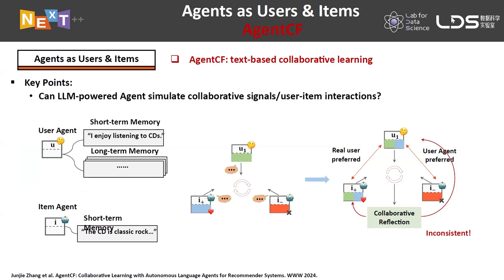The third work is AgentCF. I think this work is done by USTC, UCSD and RUC, Renmin University. It uses LLM agents to simulate users and items, and especially their interactions. For example, here is the user agent. It equips the user agent with two memories: one is the short-term memory, and the second is the long-term memory. And for the item agent, it just has the short-term memory.